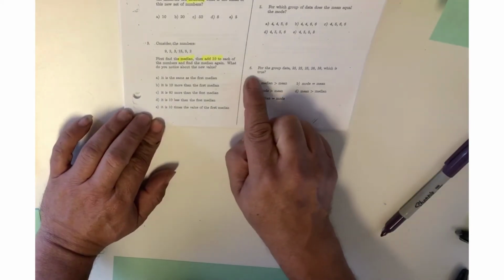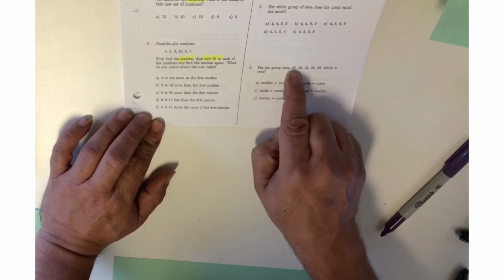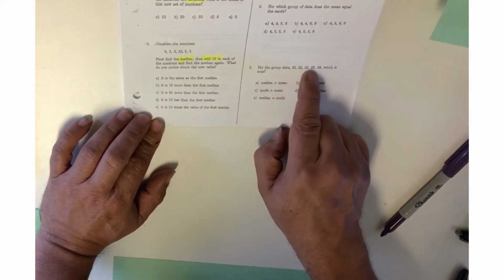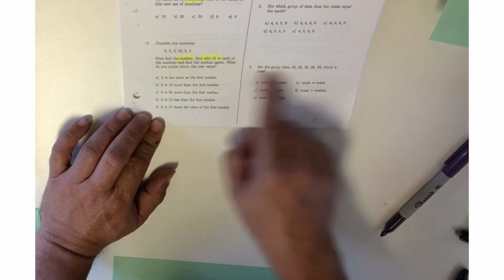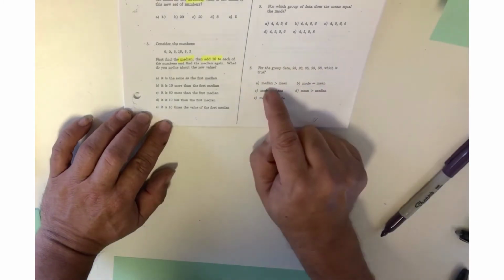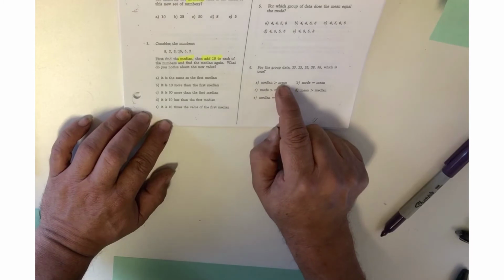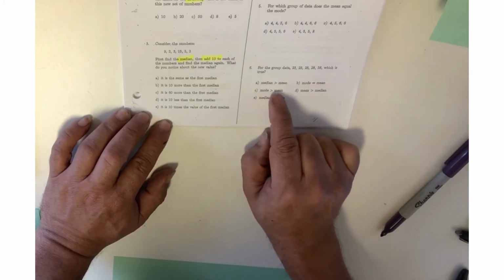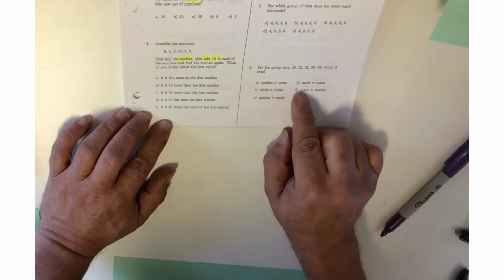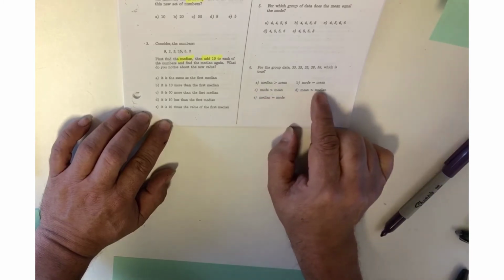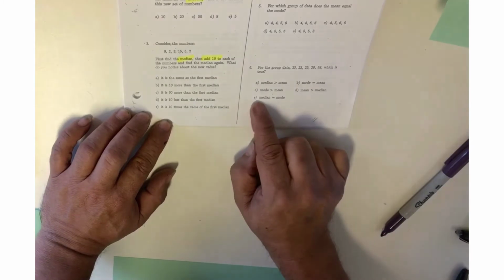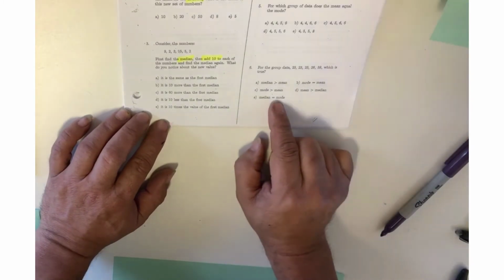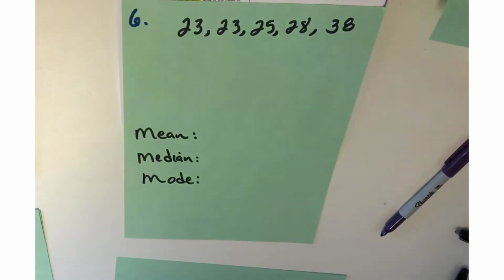So number 6, for the group of data 23, 23, 25, 28, and 38, which one of these is true? A, the median is greater than the mean. B, the mode and the mean are equal. The mode is greater than the mean, letter C. Letter D, the mean is greater than the median. And finally, E, the median is equal to the mode. What is that telling me? That you need to find the mean, median, and mode. And then look at the answers, right?